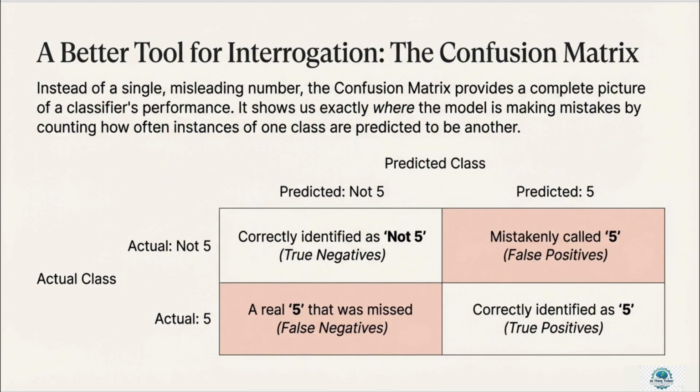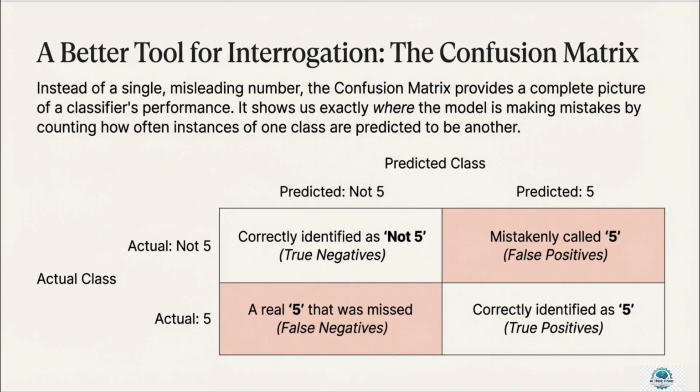To get the real story, we need to open up the hood and look at the confusion matrix. This is your ground truth. Instead of summarizing performance into a single number, the matrix breaks down every prediction into 4 specific categories based on the actual class versus the predicted class. Here's how you read it. The row represents the actual classes, what the image really is. The column represents what the model predicted.